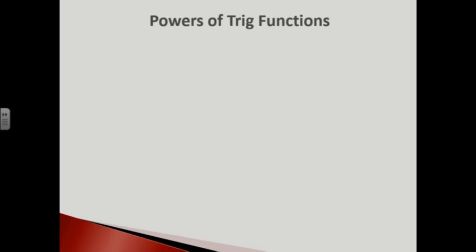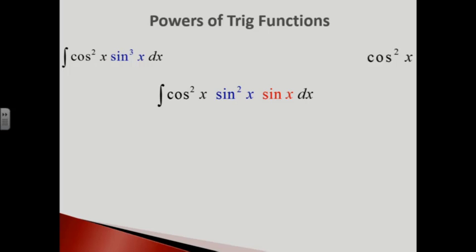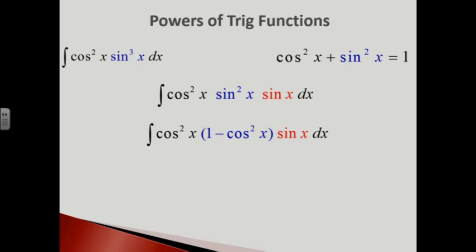In this example, the integrand is a mixed product of cosine square x sine cube x. Since the power of sine x is odd, you can separate a factor of sine x from the rest of the integrand, so the remaining power of sine x is even. Use the identity cosine square x plus sine square x equals 1 to express everything in terms of cosine x.